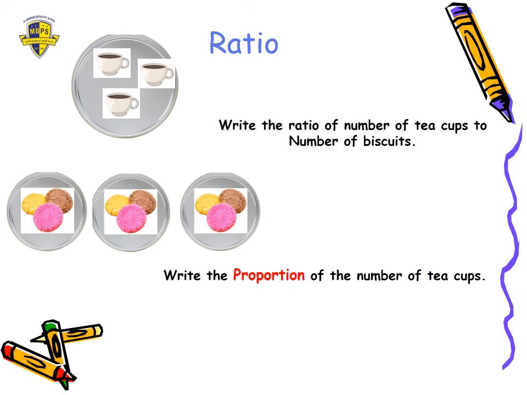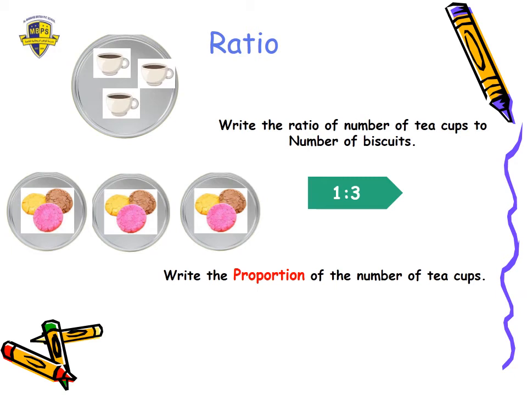Okay, and why we use the number of trays? Because inside the trays there is a 3, 3, 3, 3. Okay, all the trays have the same number. So the ratio here 1 to 3.